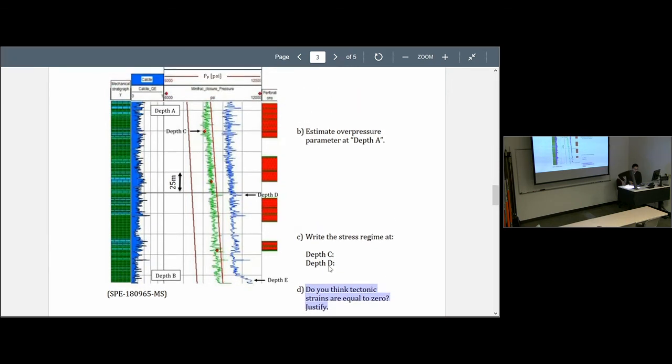So do you think the tectonic strains are 0 in this case? No, why not? The horizontal stresses aren't equal. Because that's one point. The horizontal stresses are not equal. And the second point is that horizontal stresses are higher than vertical stresses. And that only happens when you have the tectonic strain. If you have a passive tectonic environment, your stresses should be more or less the same and should be lower than the vertical stress.